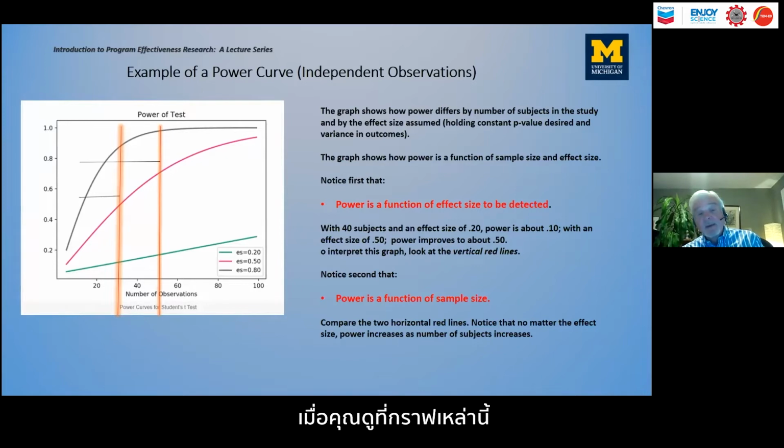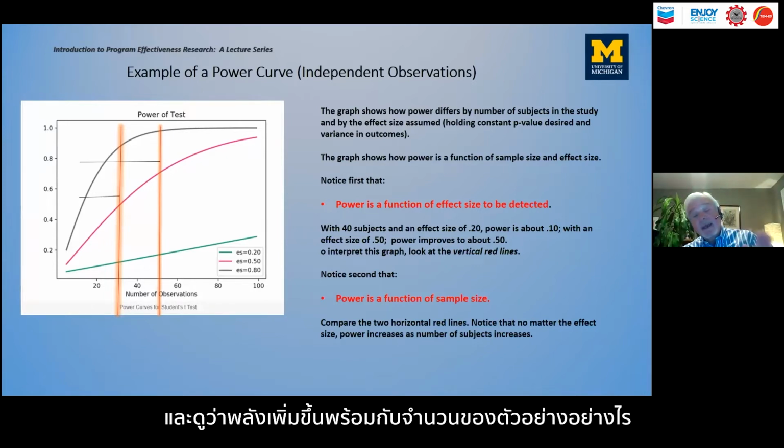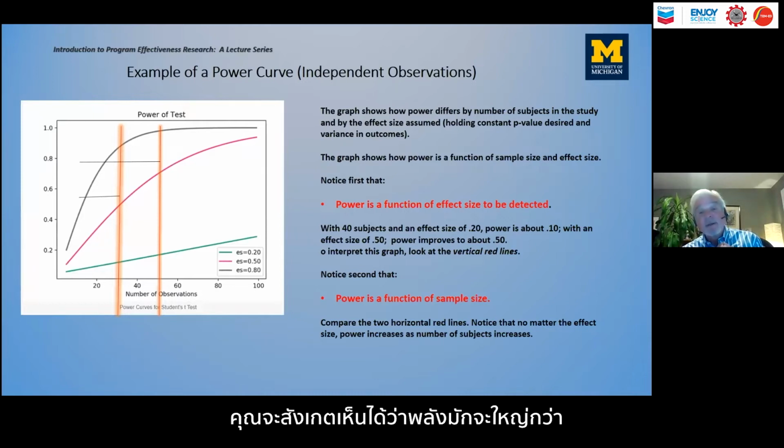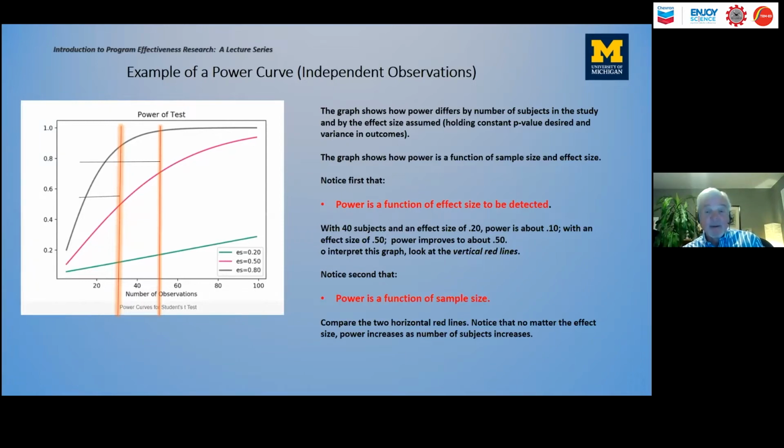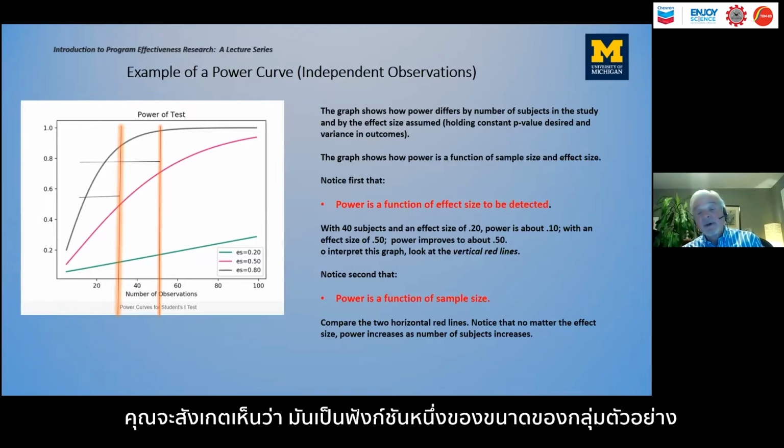And so when you look at these graphs and how power improves with the number of observations, you'll notice that power is always greater when the effect size you're attempting to detect is greater. But holding that constant, you'll notice it's a function also of sample size.